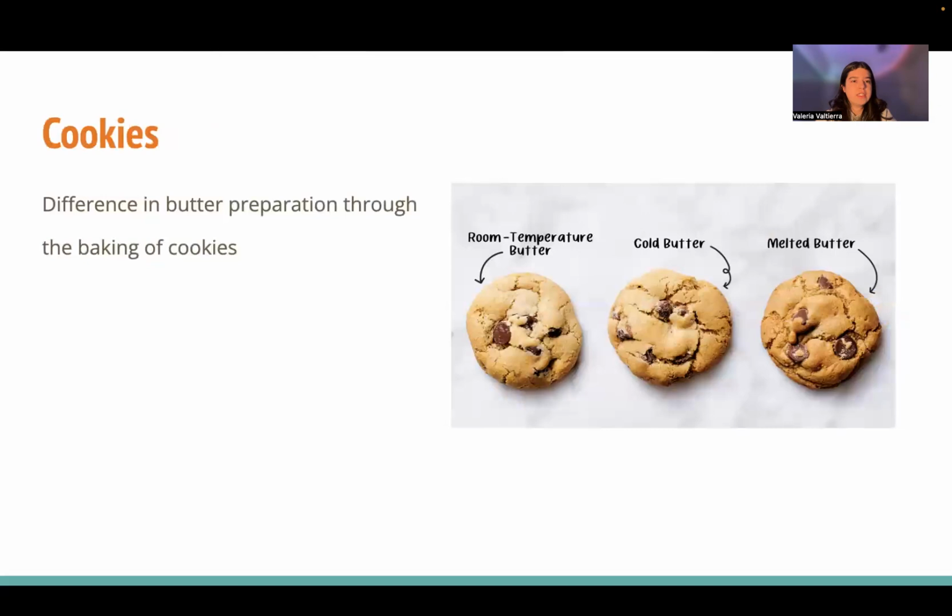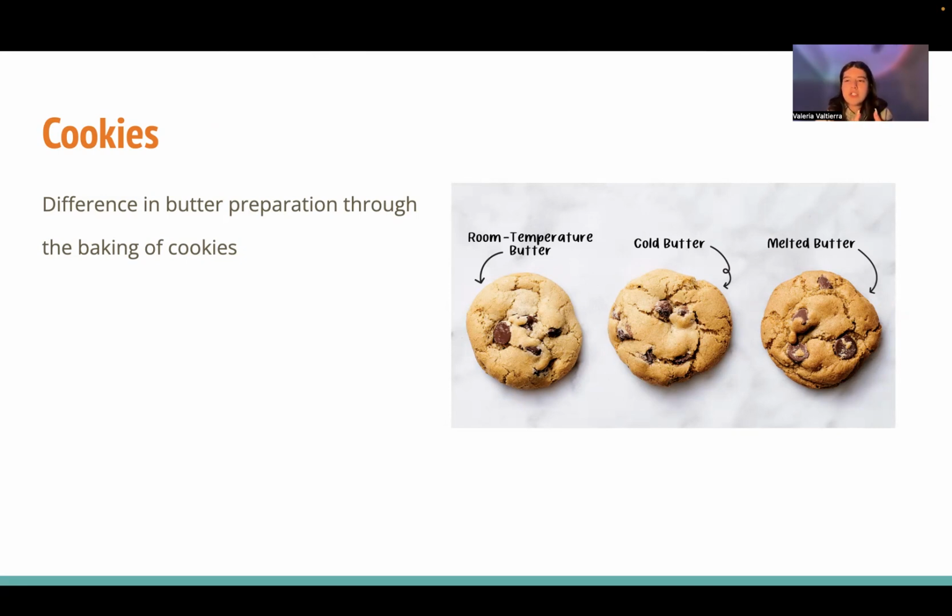And now moving on to cookies. So we talked a lot about the difference in the butter preparation through the baking of the cookies. So kind of looking at the photo that I've attached there, on the far right, you see the cookie with the melted butter, and it kind of resulted in a thinner and crispier cookie in comparison to the room temperature butter and the cold butter.